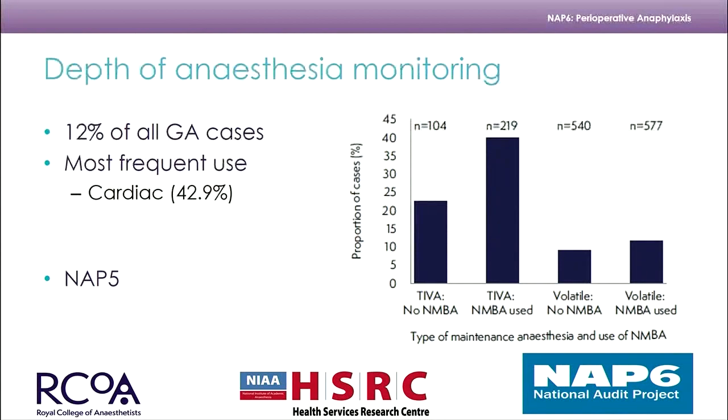We looked at how frequently depth of anaesthesia monitoring was being used. We noted that in 12% of general anaesthetic cases, depth of anaesthesia monitoring was used. And this was more frequent when total intravenous anaesthesia was used compared to volatile anaesthesia, and was used more commonly when a neuromuscular blocking agent was used. Cardiac surgery was the specialty that showed the highest use of depth of anaesthesia monitoring, and this had changed a great deal since NAP5. So in NAP5, only 2.8% of general anaesthetic cases involved the use of depth of anaesthesia monitoring, and we're now up to 12%.